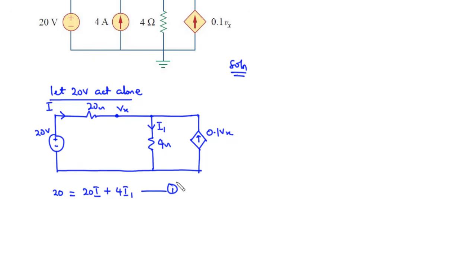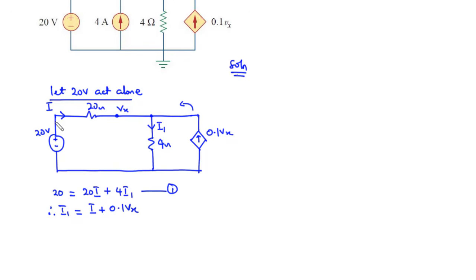Now you should realize that we have this current source 0.1 Vx moving in the anticlockwise direction, and it's going to combine with I at this node, and then they both flow through this branch. Therefore we have I1 equal to I plus 0.1 Vx. So this is the expression for I1.